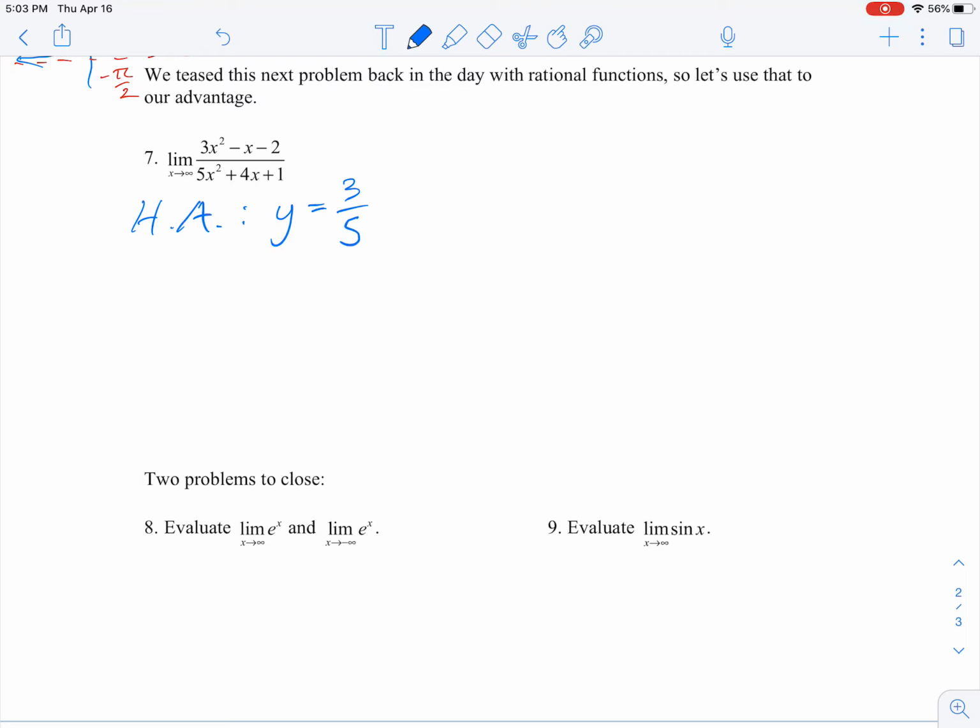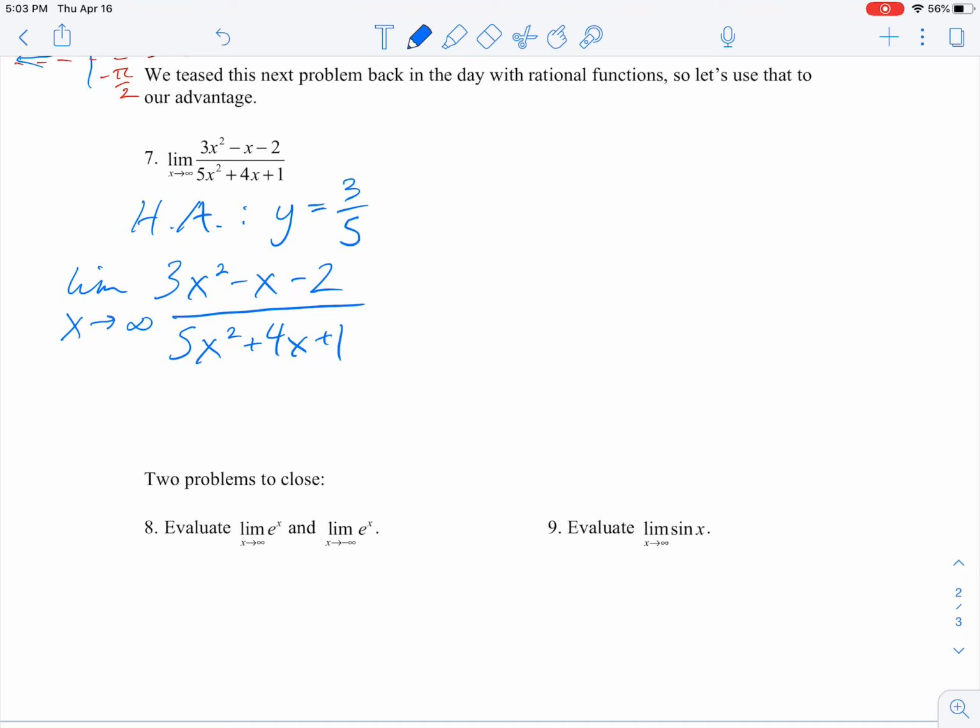But let's do this using limit laws, because our limit laws happily all still apply. So let's look at the limit as x goes to infinity of 3x squared minus x minus 2 over 5x squared plus 4x plus 1. Okay, the trick we're going to use, the one that we used back in the day to first get the idea that the horizontal asymptote was 3/5, is multiplying everything through by 1 over x squared. Now remember, our choice of 1 over x squared is because the highest power term is x squared.